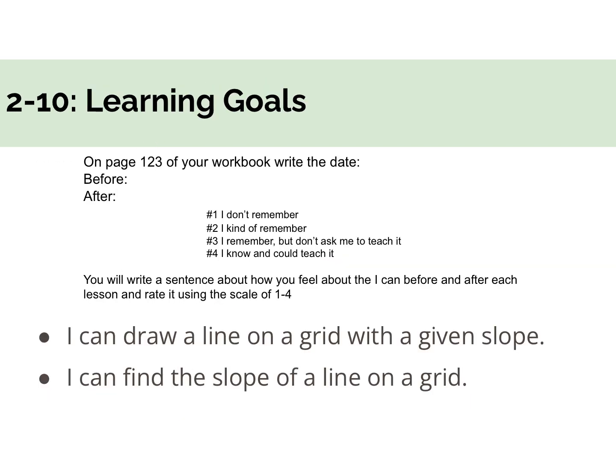So let's go back to page 123 and give yourself a number about how you feel about what we covered for today. So the goal is: I can draw the line on a grid with a given slope, and I can find the slope of a line on a grid. So go ahead and give yourself a number. 1, I don't remember. 2, I kind of remember it. 3, I do remember it. 4, I can teach it to my friend.